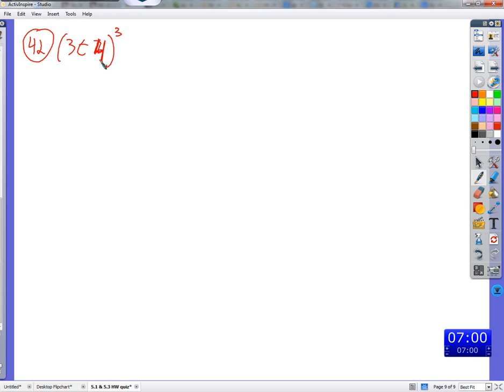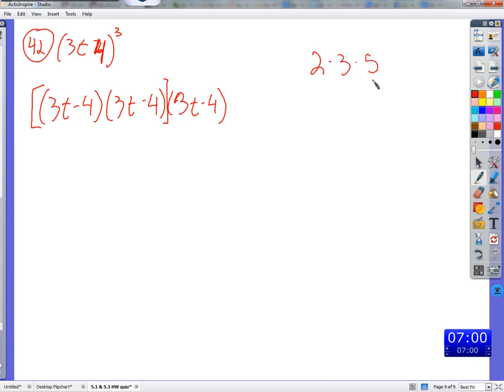Very much the same thing. It's very similar. We're going to take this to the third, which means we're going to do this times itself 3 times. But we'll actually do it this time because that's what this problem is asking us to do. So as was stated before, pick two of them. It doesn't matter which two, but take two of them and multiply them together first. These two or these two, it doesn't matter. Just like it doesn't matter if we do 3 times 5 first, or 2 times 3, or 2 times 5, or 5 times 2. It doesn't matter the order that we do this.